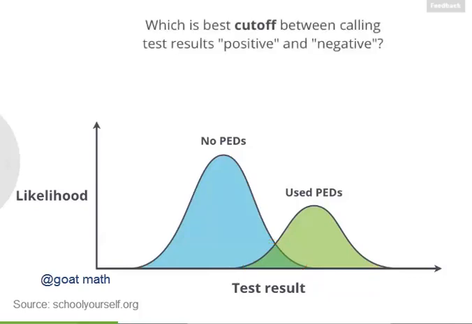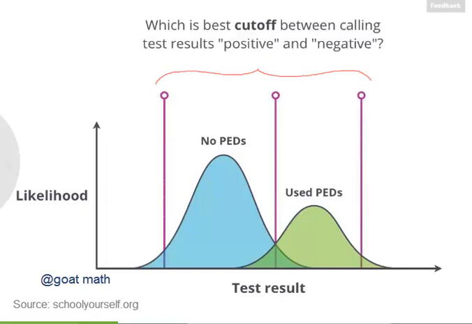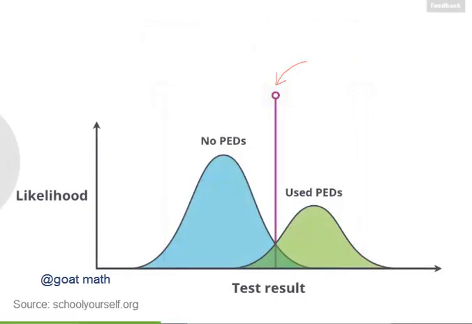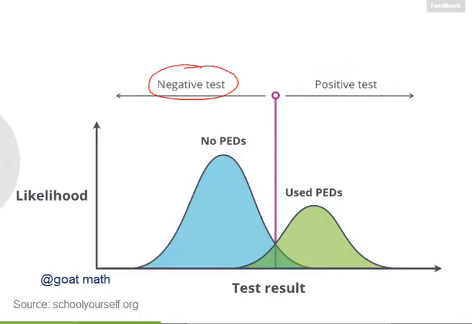So where would you say is the best cutoff between positive and negative test results? Which of these lines best divides the athletes who cheated from those who didn't? Right, this is the best value for a cutoff. Any athlete with a higher number you'd say has a positive test, and athletes with lower numbers would have negative tests. Now, because these distributions overlap, this test will result in some mistakes.